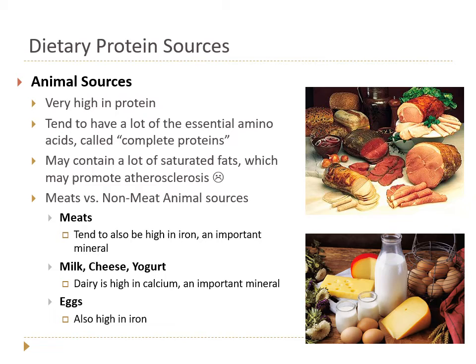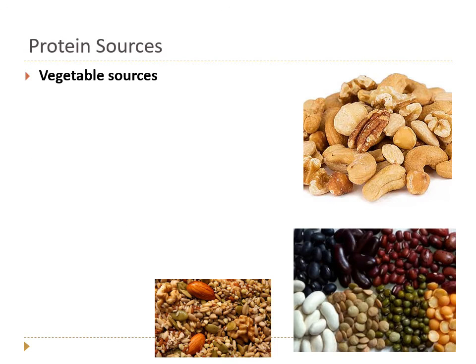So all of these sources will give you complete proteins, and then meat and eggs will also give you a lot of iron, whereas the dairy products will give you a lot of calcium as well. We can also get a lot of our protein from vegetables, and a lot of people get their proteins exclusively from vegetables, right? People who are vegetarian.